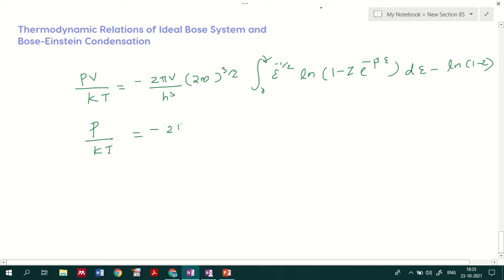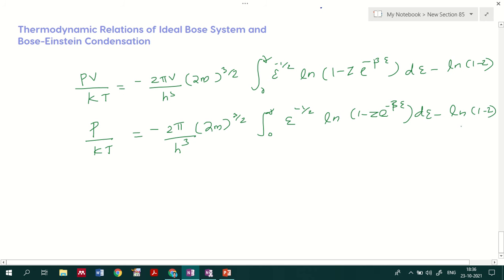P by KT equal to minus 2 pi by h cube, 2m raised to 3 by 2, integral from 0 to infinity of epsilon raised to minus 1 by 2 ln(1 minus z e raised to minus beta epsilon) d epsilon, minus ln(1 minus z) divided by V. So this will be the equation if you divide the entire equation by V.